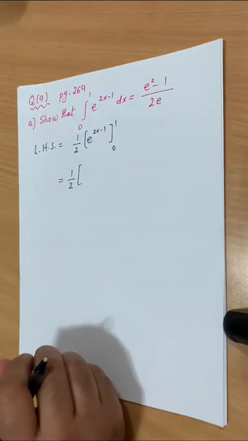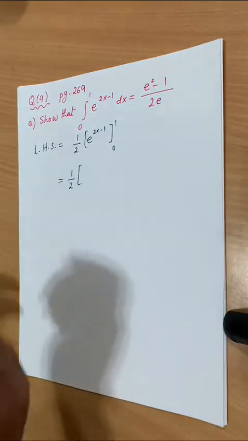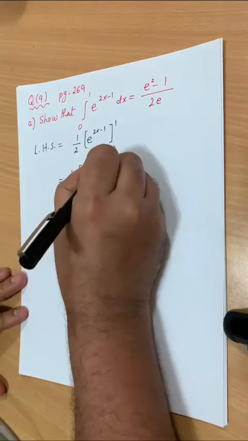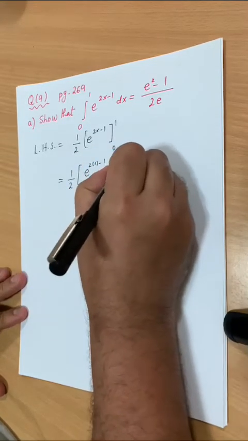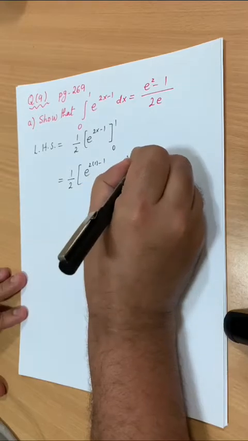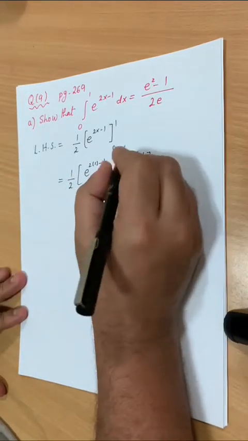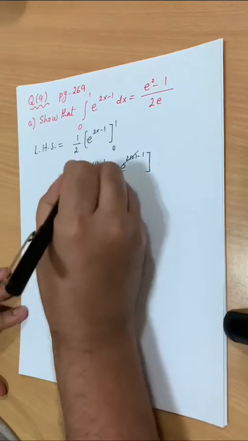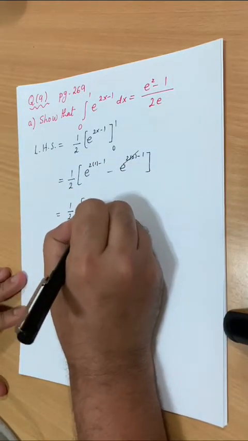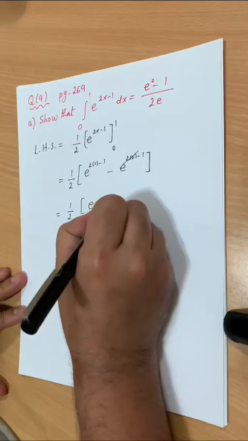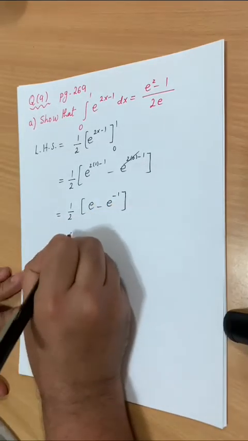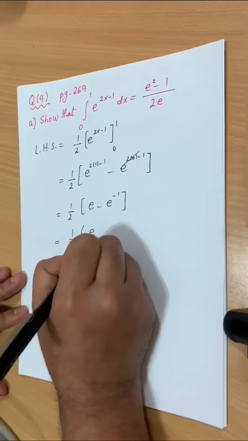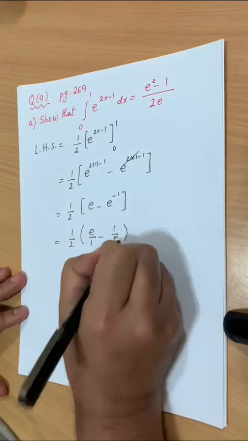Now once you have to replace 1 and once you have to replace 0, then you're supposed to take the difference, so e power of 2 times 1 minus 1, minus e power of 2 times 0 minus 1. 2 times 0 is equal to 0. So 2 times 1, 2 minus 1, is e power of 1 minus e power of negative 1. Now you're supposed to make a common denominator. It's e over 1 minus 1 over e.